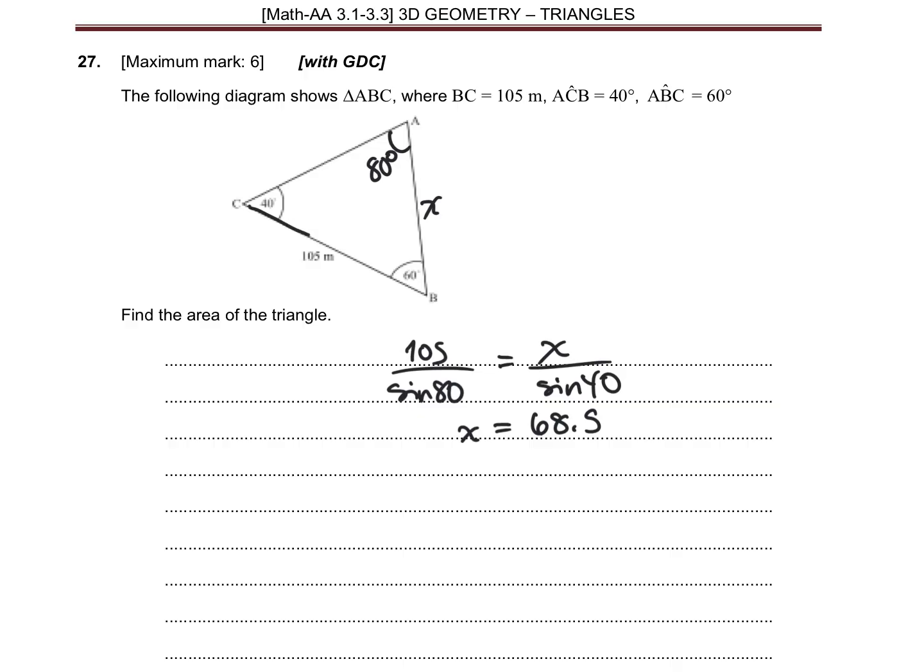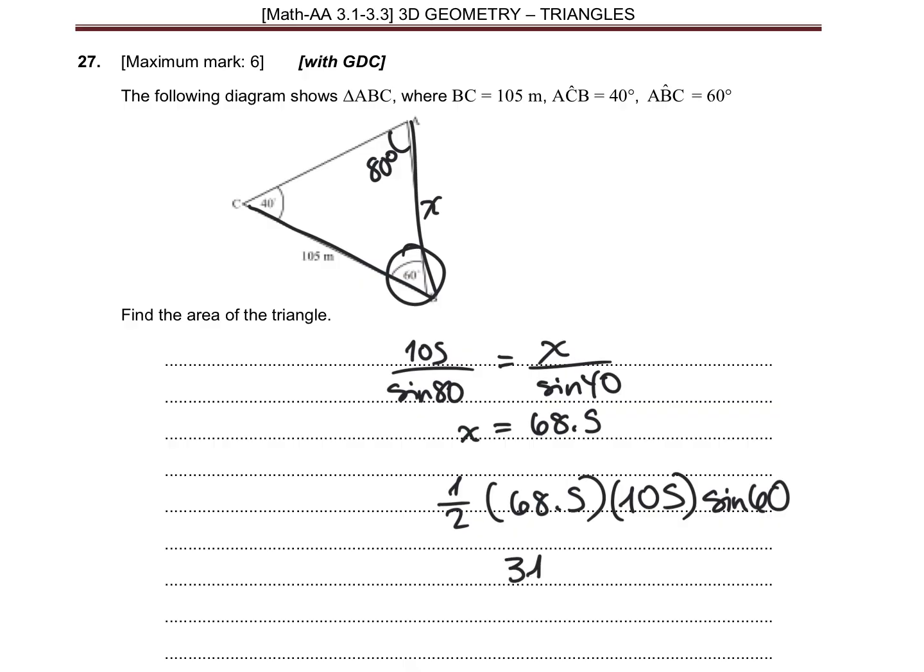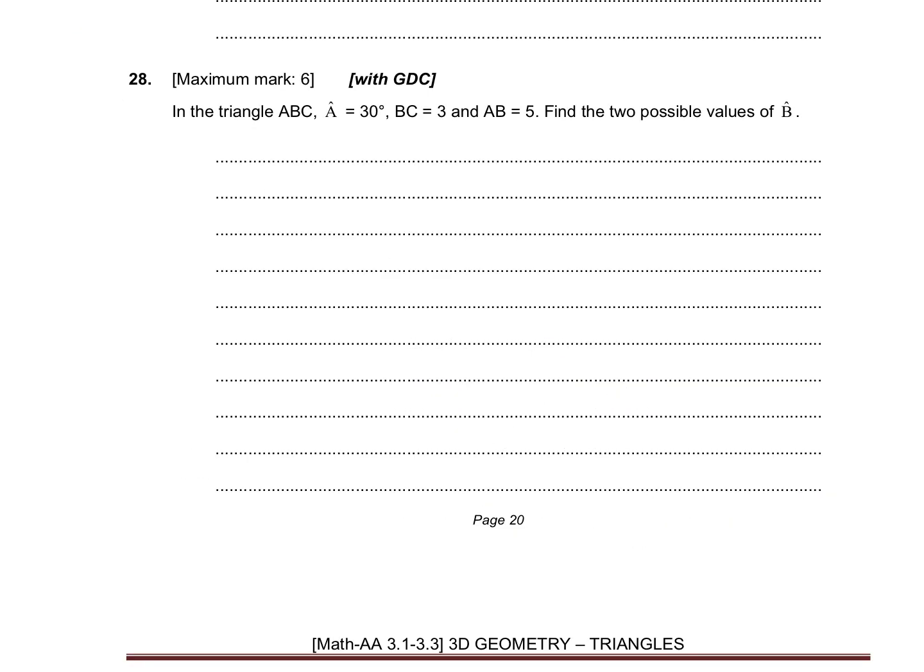And then you can use this, and this included angle. So 1/2 times 68.5 unrounded times 105 sine 60. Okay. And this ends up giving 3,120 meters squared. All right, 28, we've got ABC. A is 30. BC's 3, AB's 5. Find two possible values of B.